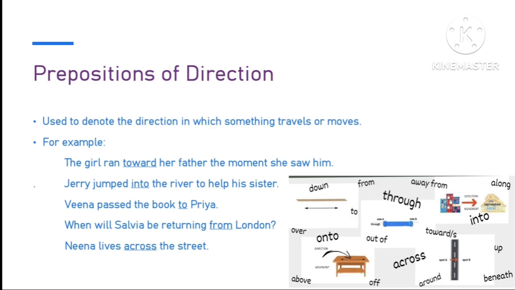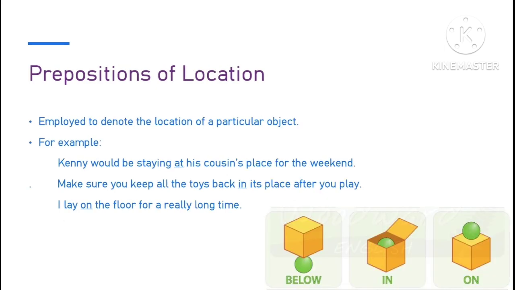When will Salvia be returning from London? And from is a preposition. Nina lives across the street, and across is a preposition.